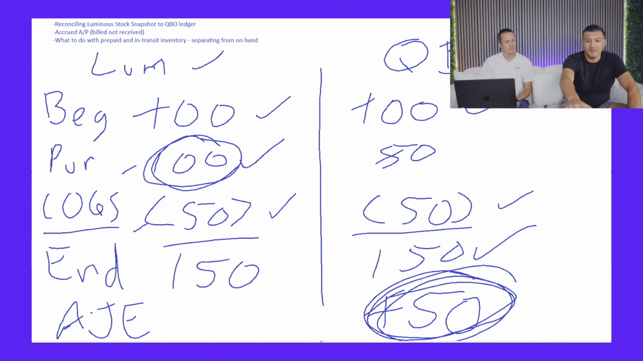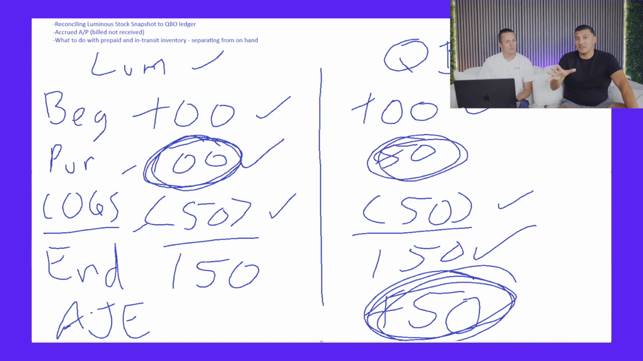This is a key distinction, because if you didn't reconcile this way, and didn't investigate the difference of 100 of purchases received via Luminous and 50 of purchases received via QuickBooks, you may have made the wrong journal entry and reduced your cost of goods sold for the month, which now would throw QuickBooks P&L off from the Luminous P&L, and you would be asking yourself, why is my gross margin so high? And I'm sure that there are a lot of brands that are making this mistake.